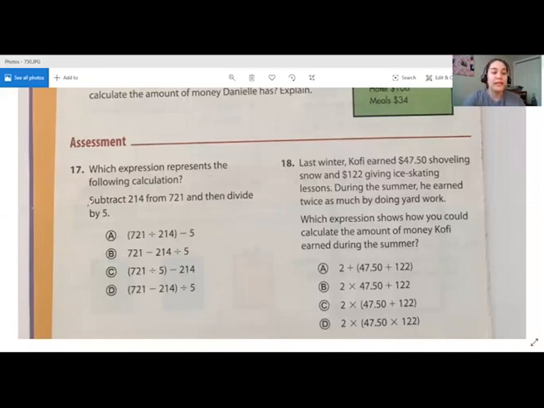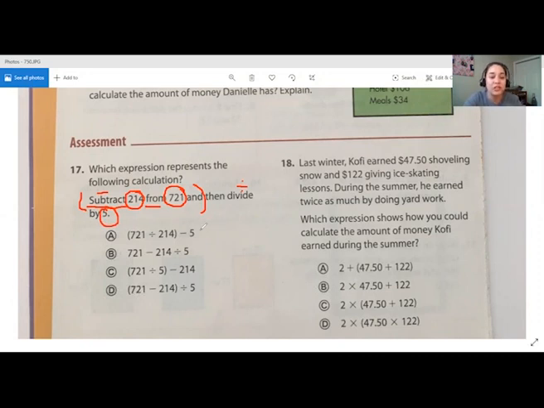So we want to represent subtract. We know that's going to be the subtraction sign. 214 from 721. And then, we know we're going to be doing this part first. Then divide by 5. Okay, so based on that word then, we know that subtraction must go in the parentheses. So I'm looking for one that has subtraction in the parentheses. Look, D is looking pretty good.